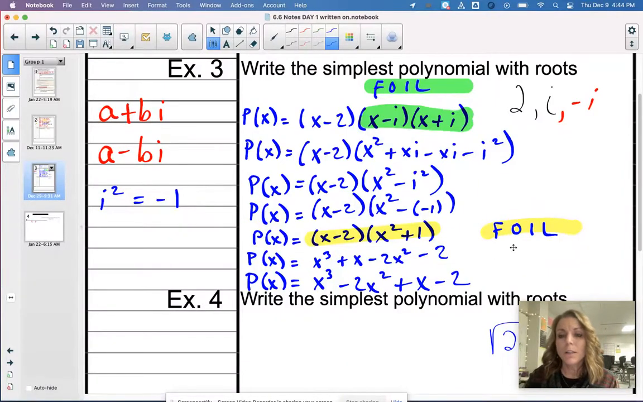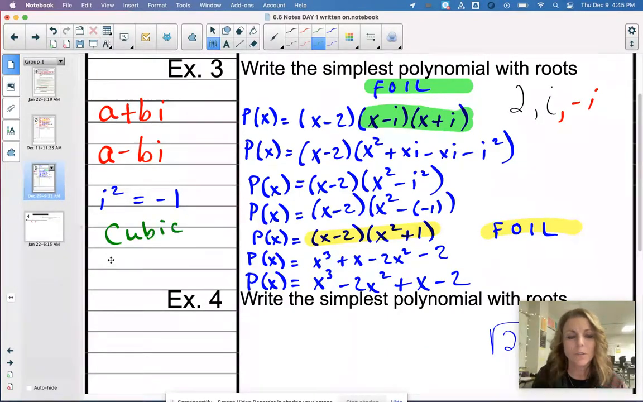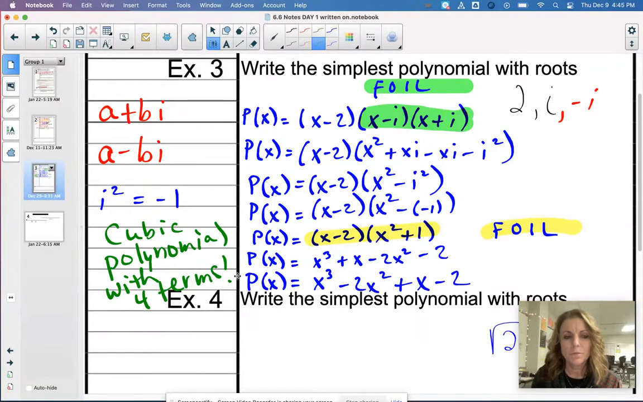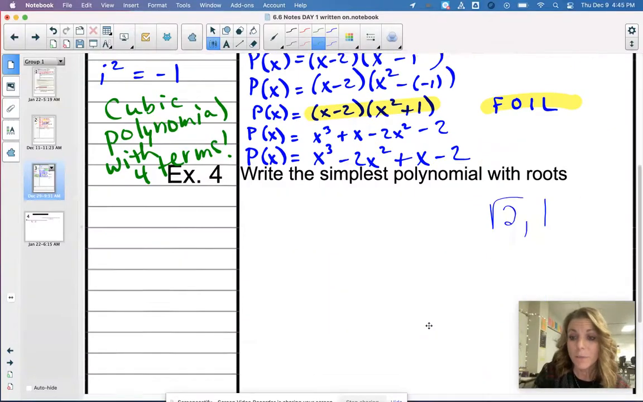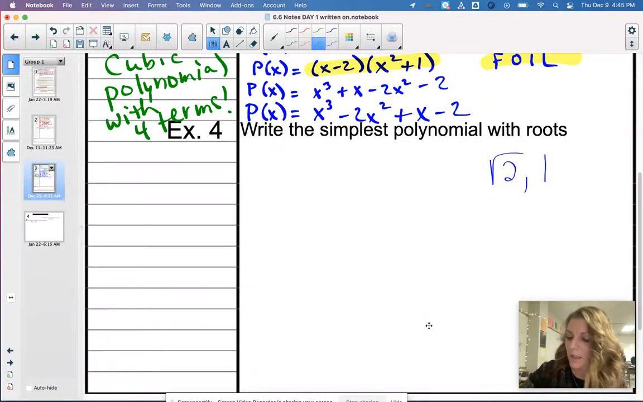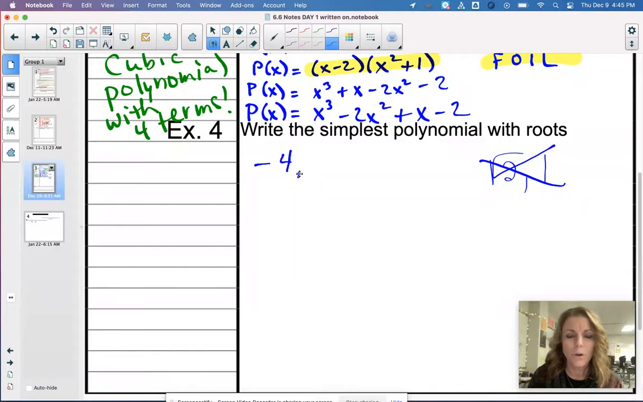And if we wanted to be extra smart, we could name this polynomial. It's a cubic because the degree is 3. Polynomial with 4 terms. Example 4, we're going to do in class. And also, I'm going to write this now so I don't forget. We're not using those. We're going to be using negative 4 and 3i instead. So change that in your notes, please.